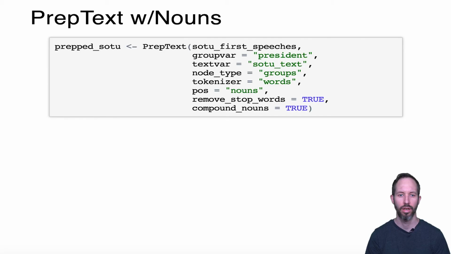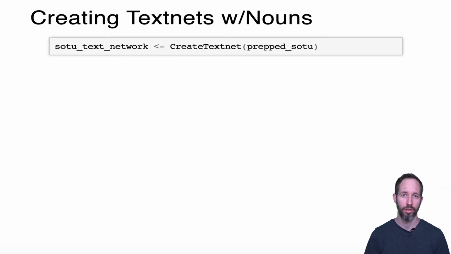Okay, so the core function within the package is called CreateTextNet. That reads in a prepped data frame and produces an iGraph object. iGraph is a library in R for network analysis. And once you've got the data as a network, then you can begin doing anything you want with it: visualizing it, analyzing it, interpreting it, running various types of community detection on the network to pull out groups of either authors or groups of words.